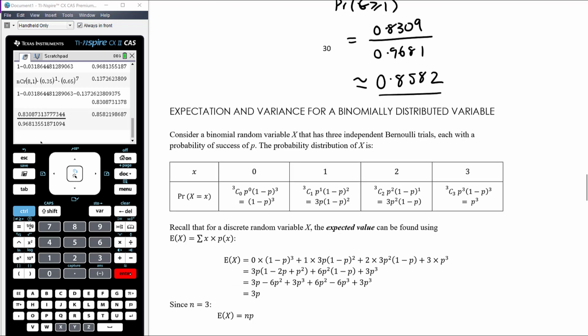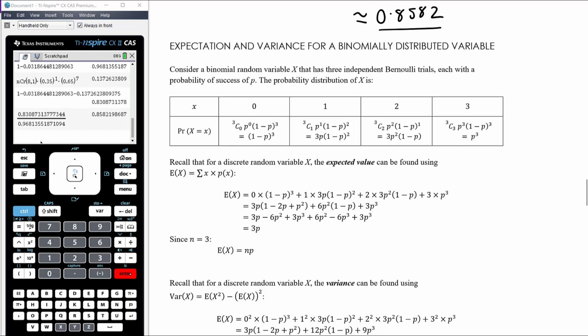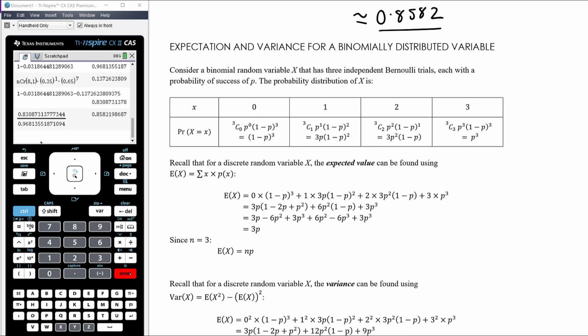Okay, I also want to introduce the idea of expectation and variance for a binomially distributed variable. So here we have our probability distributions. I'm going back to the original example we looked at, where we've got a binomial random variable, 3 independent Bernoulli trials, each with a probability of success of p, and the probability distribution is given by this. We generated that ourselves earlier.